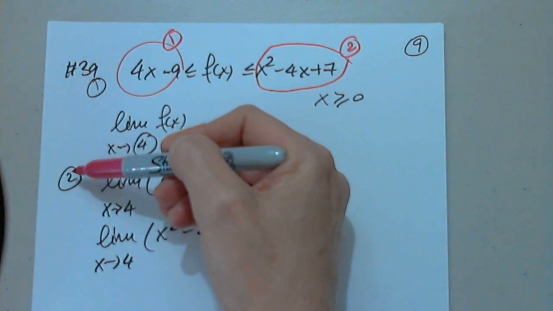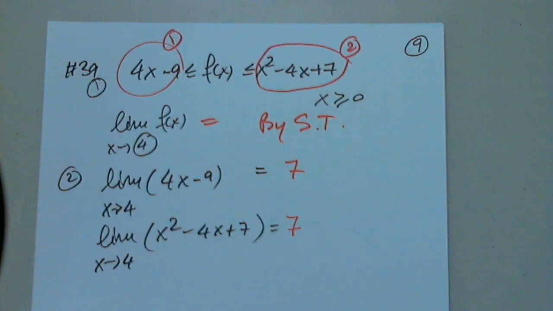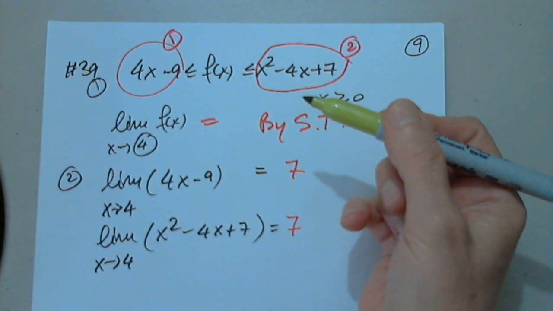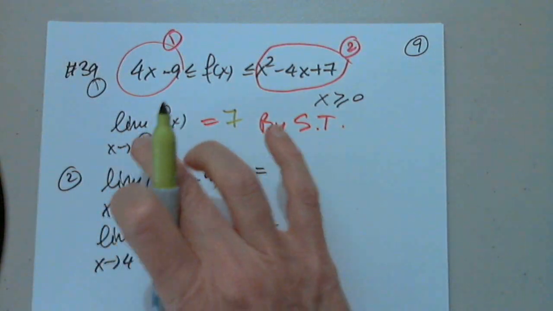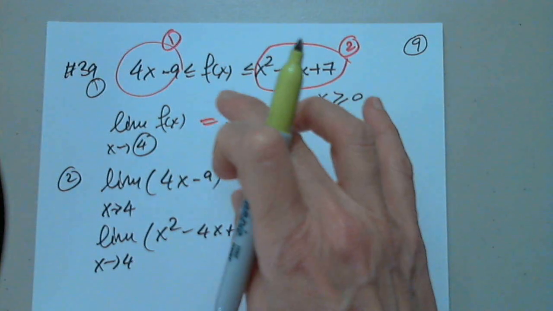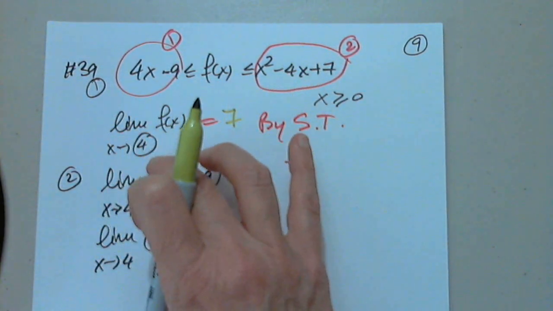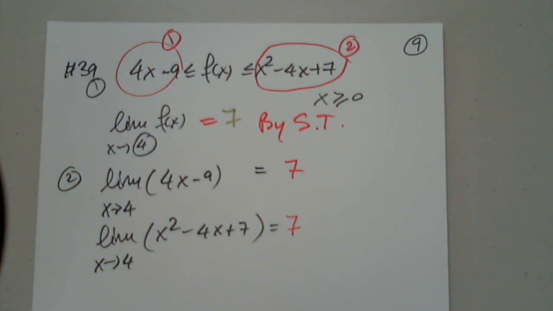So from 1 and 2, by the squeeze theorem, what do I conclude about the limit of this function that I don't even have? I have no clue what it is. It approaches 7. Exactly, the limit is 7. You can say the tendency of this function is 7 when x approaches 4, or you say the limit of f of x is 7 as x approaches 4. Awesome. So that's another application of the squeeze theorem. No other limit law can be applied here.